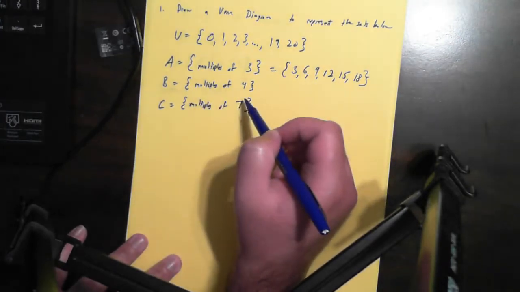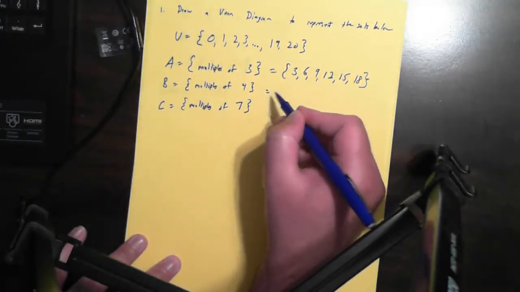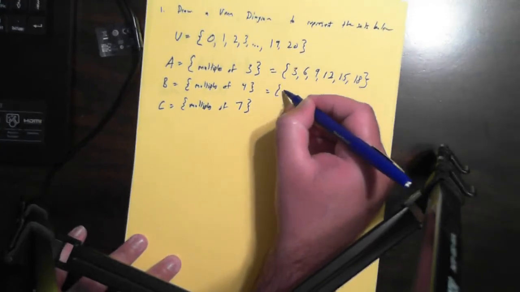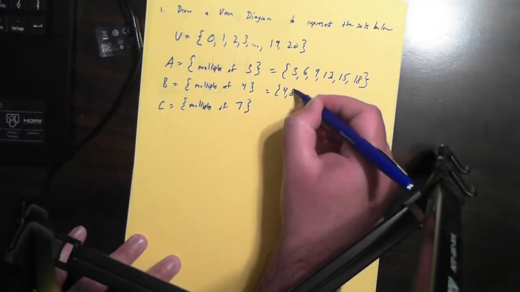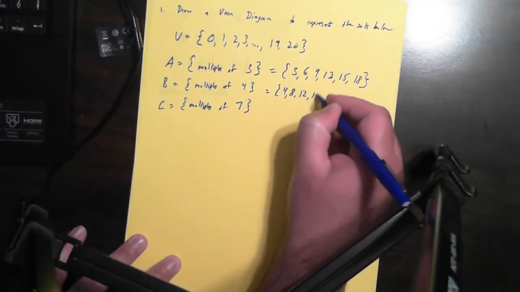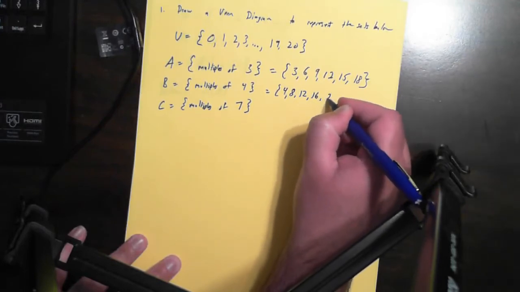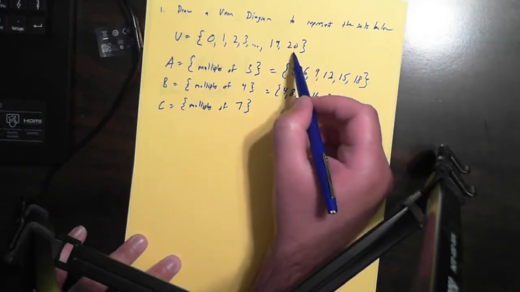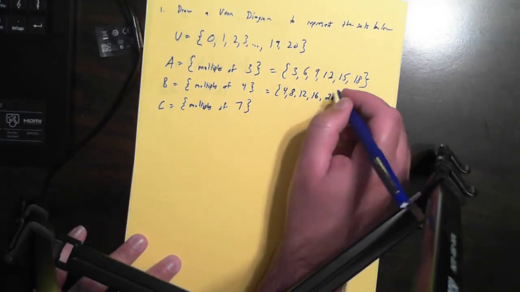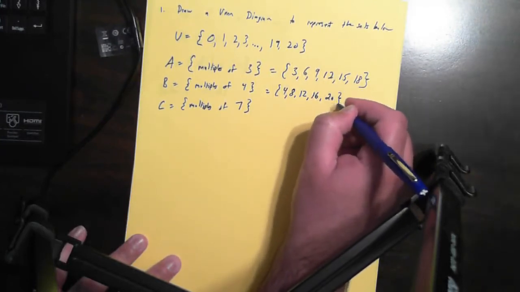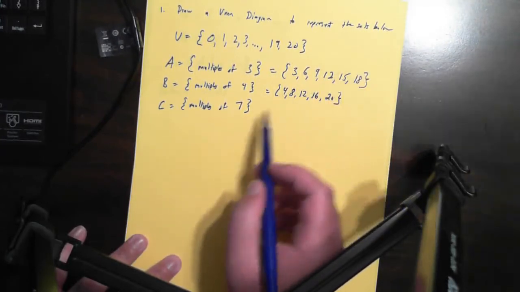Set B would be your multiples of 4. Same way: multiples of 4 will be 4 times 1, which is 4. 4 times 2 is 8. 4 times 3 is 12. 4 times 4 is 16. 4 times 5 is 20. I can go up to 20 because 20 is in the universal set, but of course that's going to be my last number in that set, so that's set B.